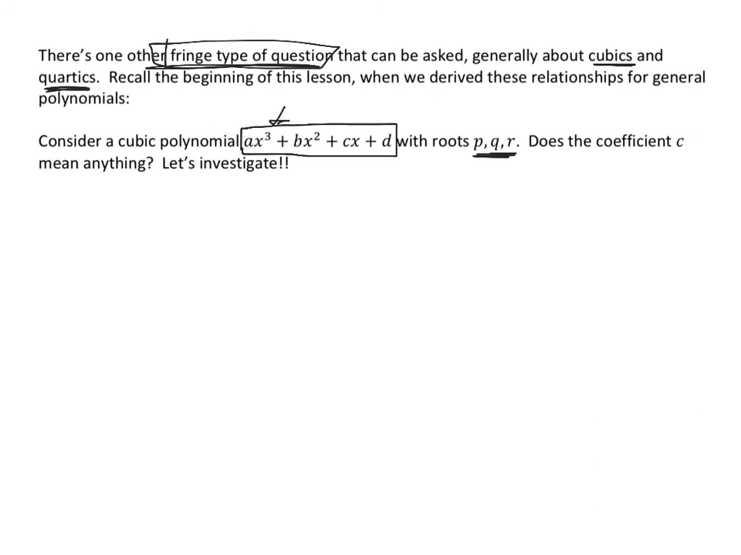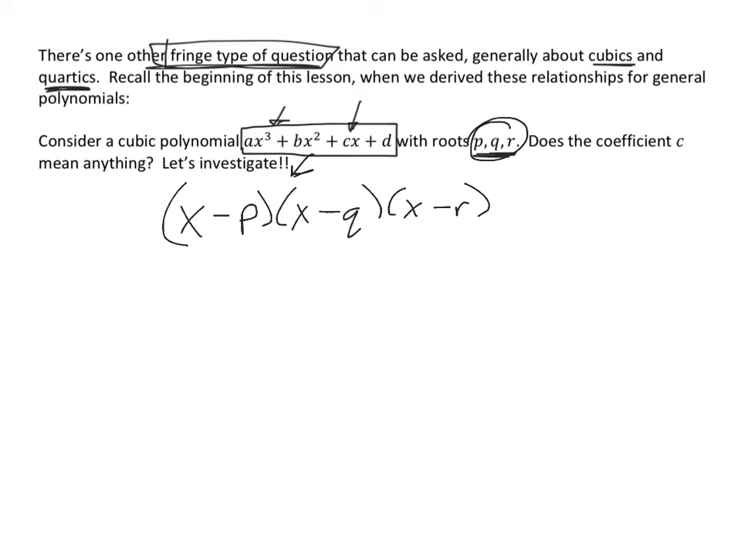My question is, does this coefficient c mean anything? We know that b is usually about the sum of the roots, and d is about the product of the roots. So what is c about? I'd like to show you. Imagine that we've got these roots p, q, and r. I could write this factored polynomial as x minus p, x minus q, and x minus r. And then I know the thing's going to want to have an a on the front, so let's just throw an a out here because we're allowed to multiply by a constant. It's not going to change the result of the rest of this.